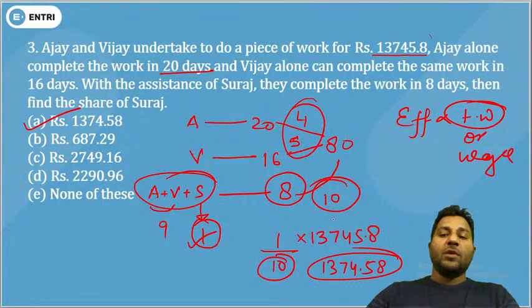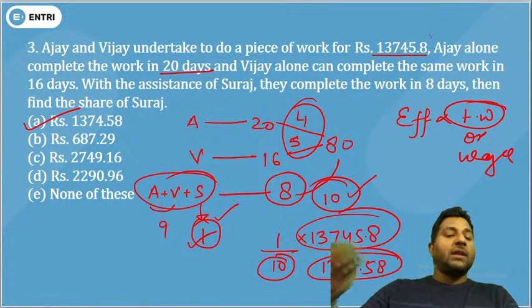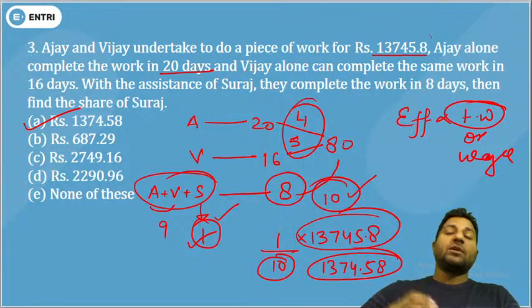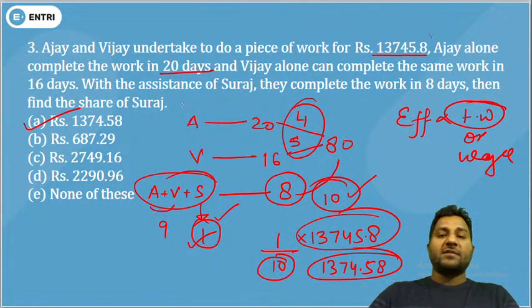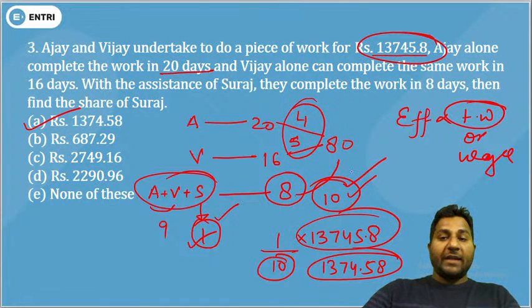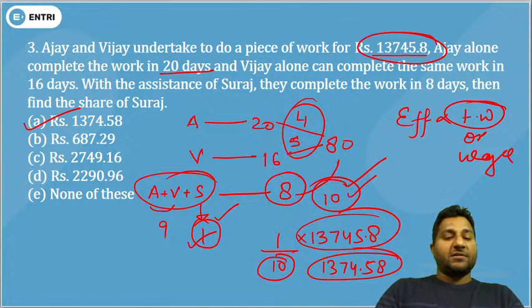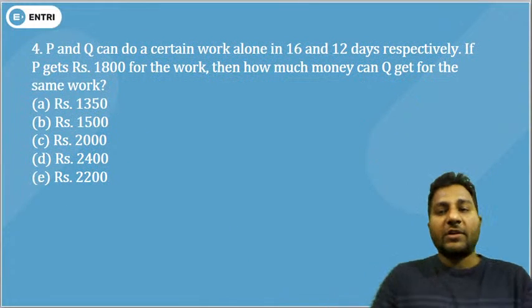So what we should do, we will compare their total efficiency with the total wages, and we know that Suraj had only one efficiency. That means Suraj is capable of doing only one work per day. Okay, that's it. So your answer would be 1/10 of this whole share, because the 10 efficiency is equal to the total wages. Yes, Vishnu. Now tell me the next question.